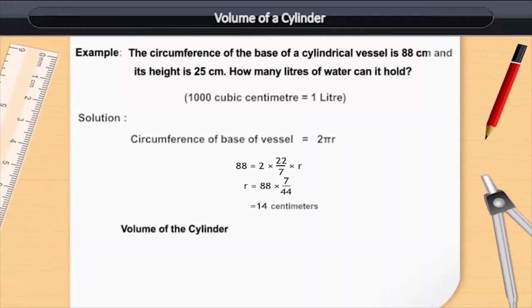Volume of the cylinder is equal to pi r square h, which is equal to 22 divided by 7 multiplied by 14 multiplied by 14 multiplied by 25, which is equal to 15,400 cubic centimeter. As 1000 cubic centimeter is equal to 1 liter, therefore volume is equal to 15,400 divided by 1000, which is equal to 15.4 liter.